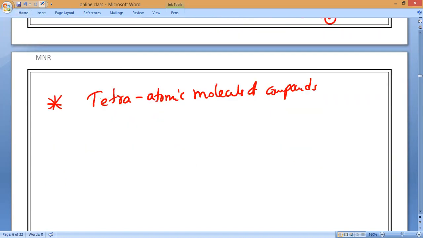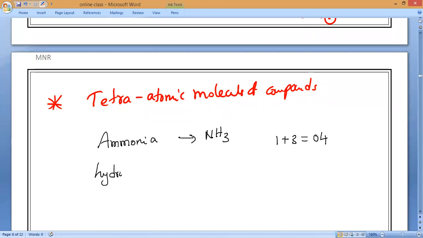Calcium carbonate, CaCO3. Only 4 atoms, you're getting 5. Next, ammonia. Everybody check it. Ammonia, what is the formula? NH3. So 1 plus 3 equals how many? 4. Next, hydrogen peroxide.